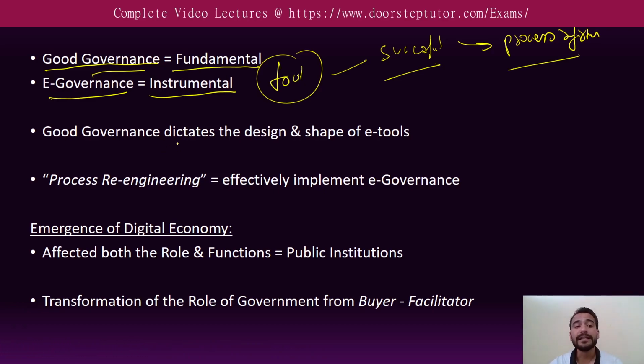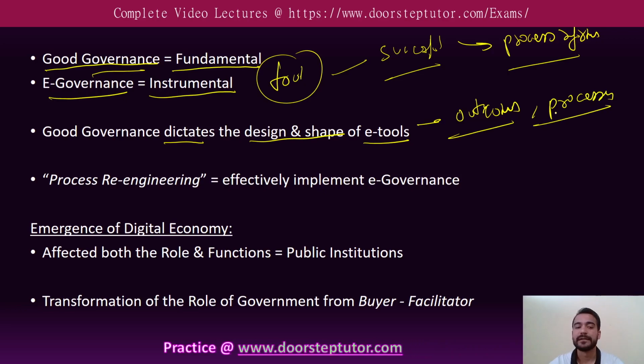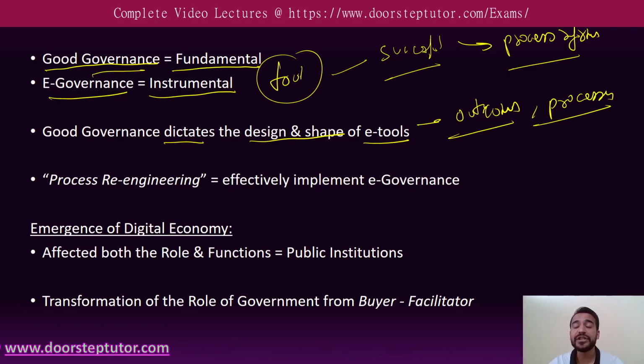Good governance dictates the design and the shape of e-tools for improving the governance outcomes as well as the governance processes. E-governance can be an effective and efficient tool for good governance if and only if the process reforms have been carried out properly.